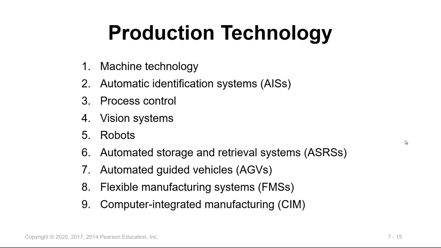Some of the production technology that we can use or can be listed is machinery technology, the automatic identification system, process control, vision system, the robots that have been spreading all over the place now, even in service, automated storage and retrieval system, flexible manufacturing systems, and computer integrated manufacturing.